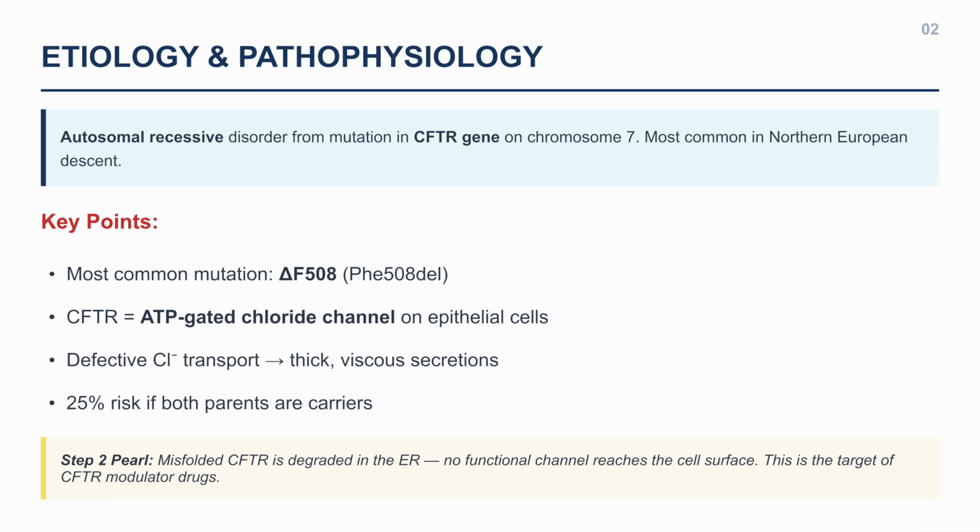CFTR normally functions as an ATP-gated chloride channel on the surface of epithelial cells throughout the body. When defective, chloride transport fails and secretions become thick and viscous. If both parents are carriers, each child has a 25% chance of being affected.